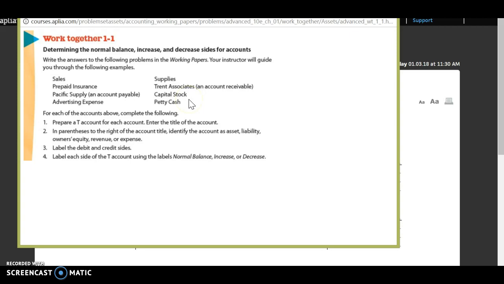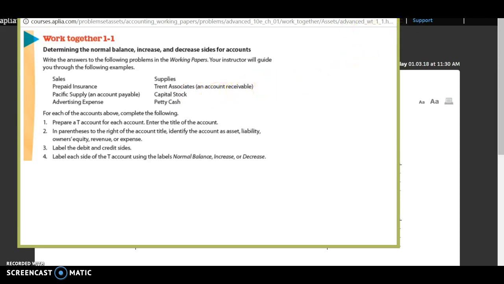It says for each of the accounts, we're going to prepare a T account and then enter the title of the account. In parentheses to the right of the account, we're going to identify the account as an asset, a liability, owner's equity, revenue, or expense. Then we're going to label the debit and credit sides. And then the last step is we're going to put in normal balance and increase and decrease side.